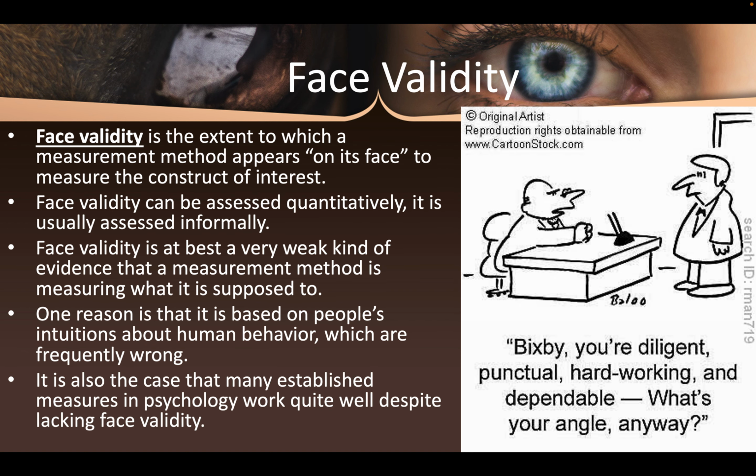Face validity is the extent to which a measurement method appears on its face to measure the construct of interest. Face validity can be assessed quantitatively, but it is usually assessed informally. Face validity is at best a very weak kind of evidence that a measurement method is measuring what it is supposed to. One reason is that it is based on people's intuitions about human behavior, which are frequently wrong. It is also the case that many established measures in psychology work quite well despite lacking face validity.